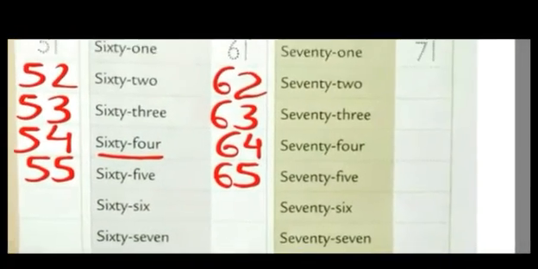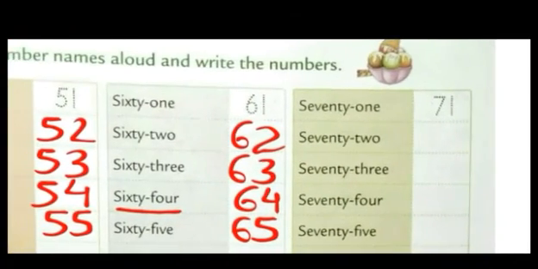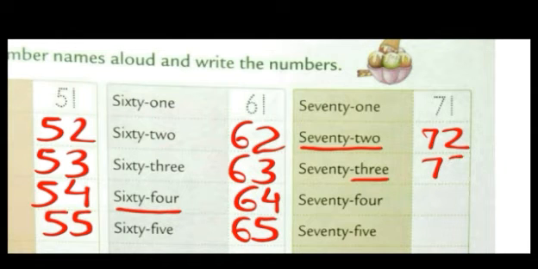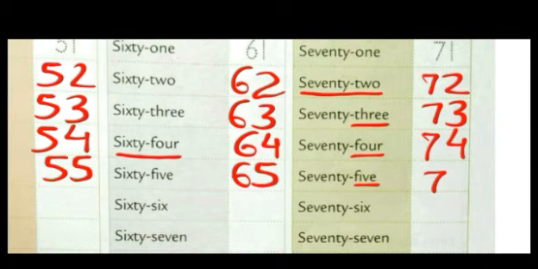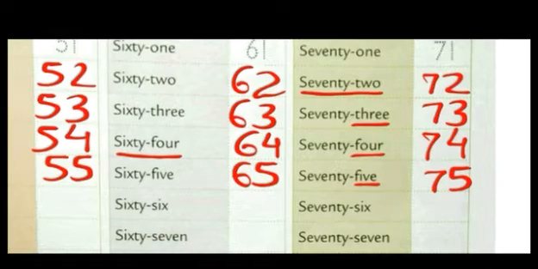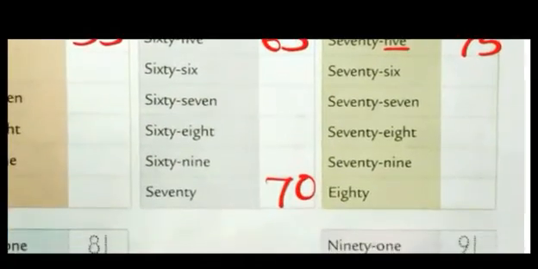Now, come to 70. Now, 71 is already written. What comes? What is the number name given here? 72. Then 73. Then 74. And what is this? 75. This is the way how you read the number name and then write the number for it.